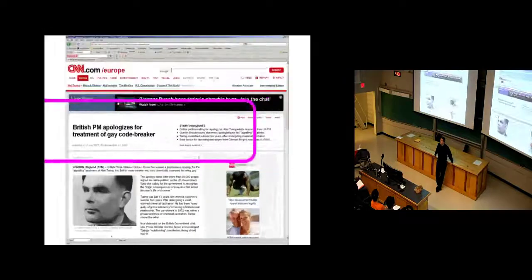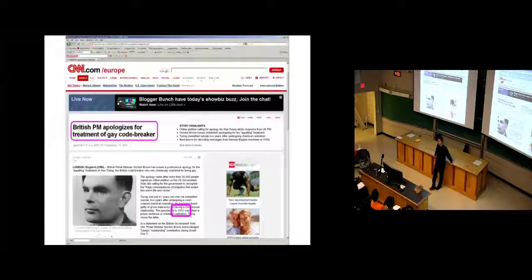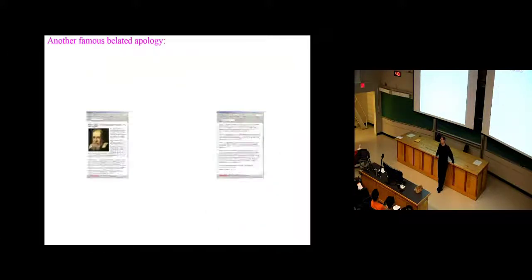And of course, how did we thank him for all of his contributions? Basically, we killed him off for being gay. Back in the 50s, it was illegal to be gay in Britain. And interestingly, not until many, many years later, 2009, did the British government finally say they're sorry for what they did to him. And that took a good 60 years for that apology. Long in coming, but some apologies took even longer.